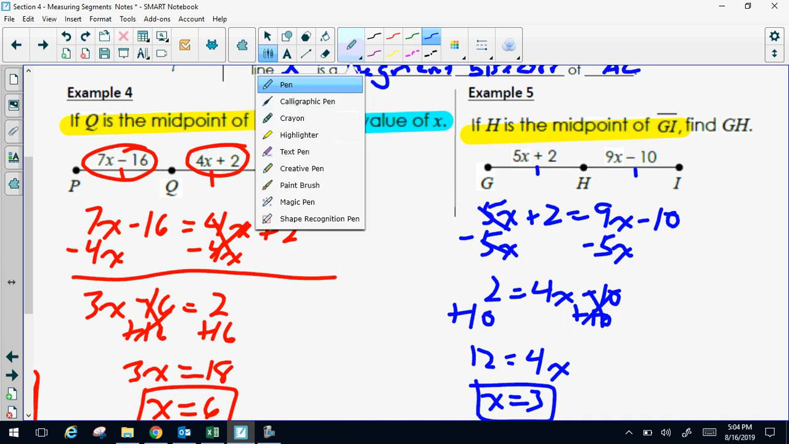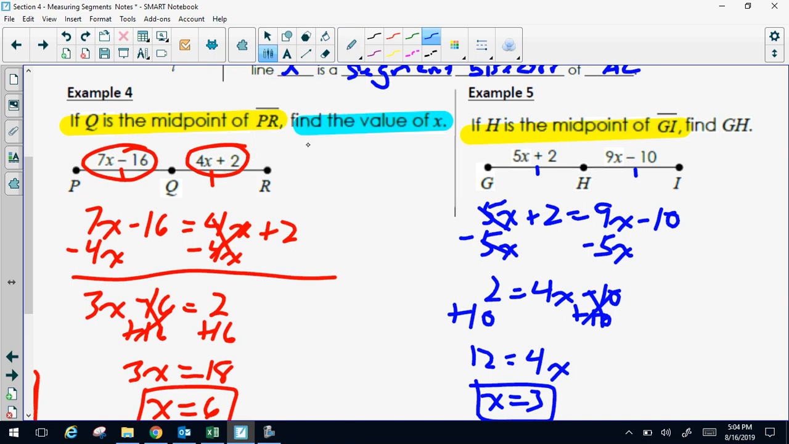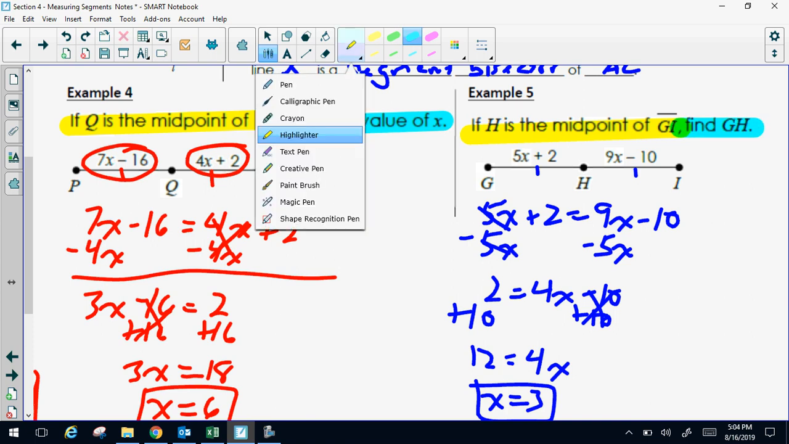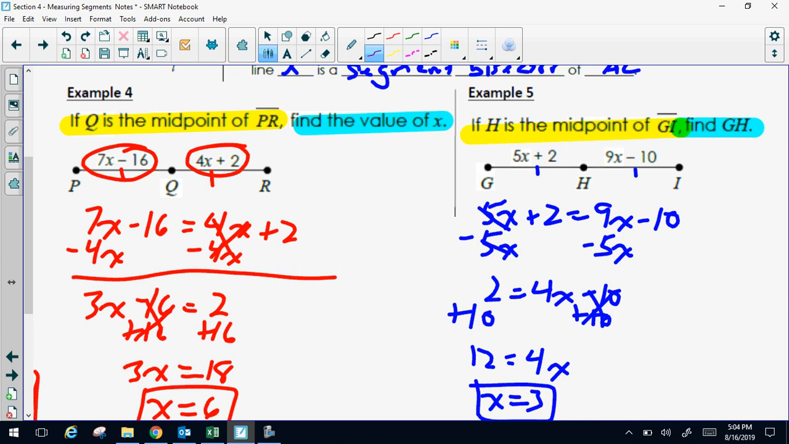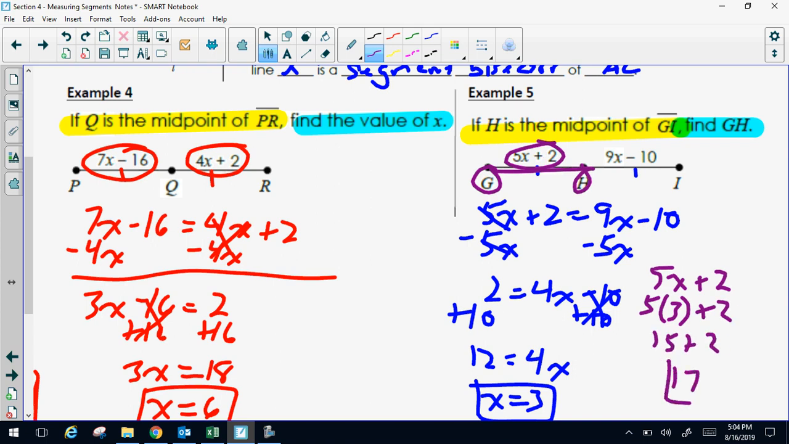Okay, again, double check what they're asking you to find. In this case, I'm to find GH. So we need to figure out where GH is located. G to H is this segment right here. So I need to use that. So 5x plus 2. We know x is 3. The length is 17.